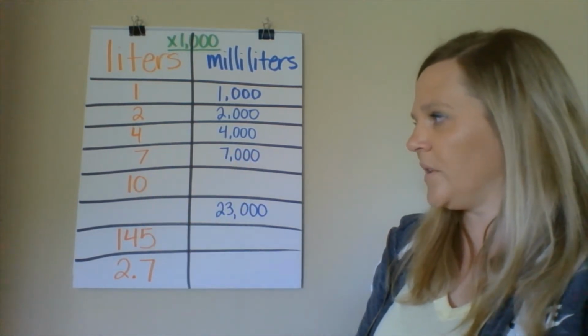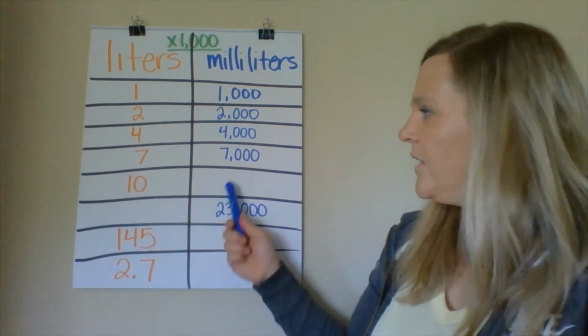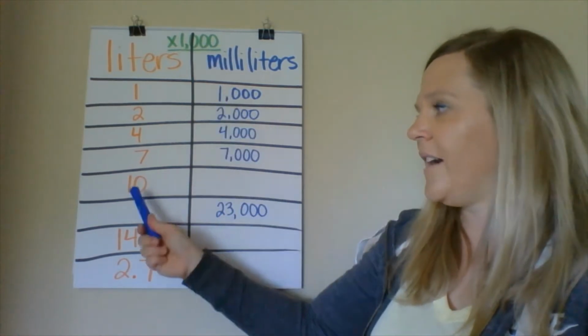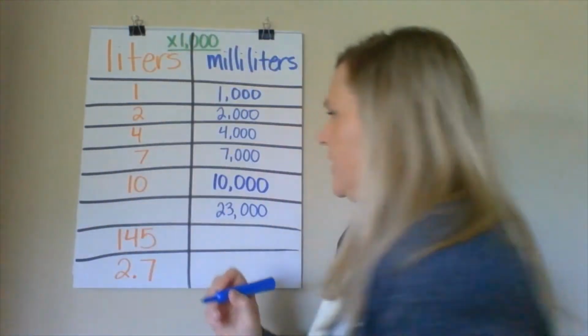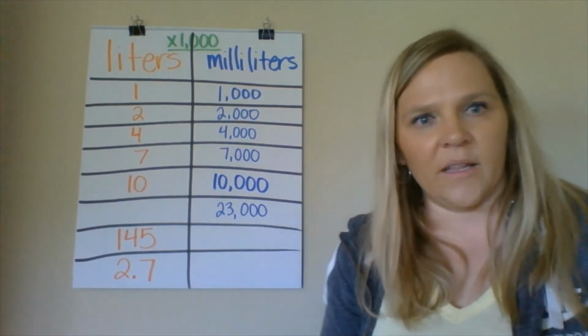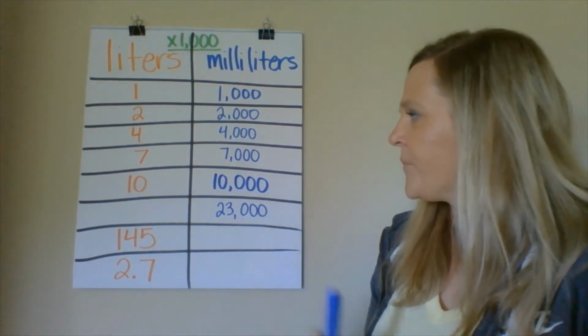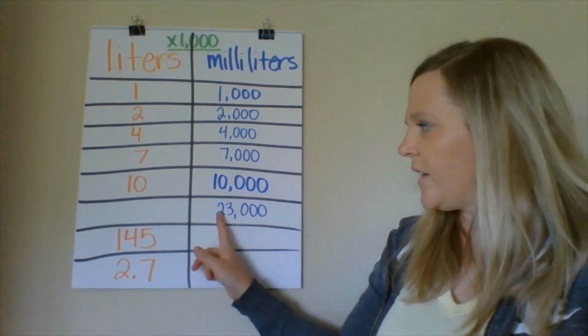So looking at the next one, which is 10, what would this number be? We're going to multiply by 1,000, so 10 times 1,000 is 10,000. We're going to be a lot of milliliters in here, don't we? Okay. All right, I want to give you a second to think about this one.